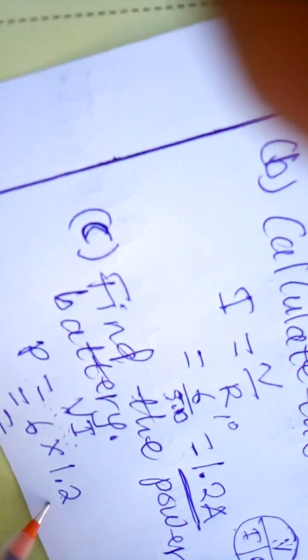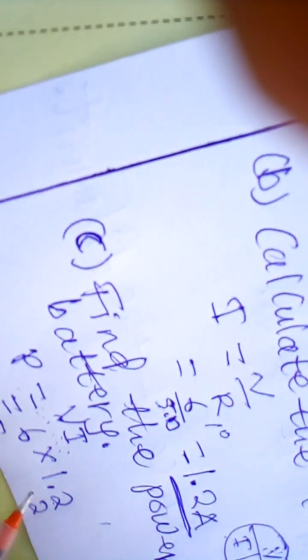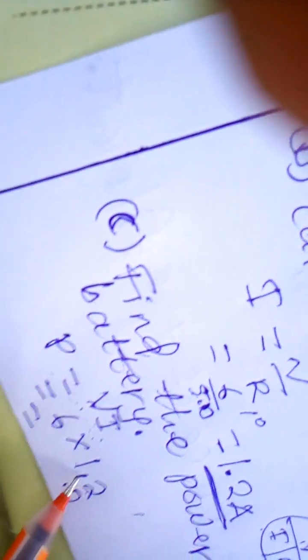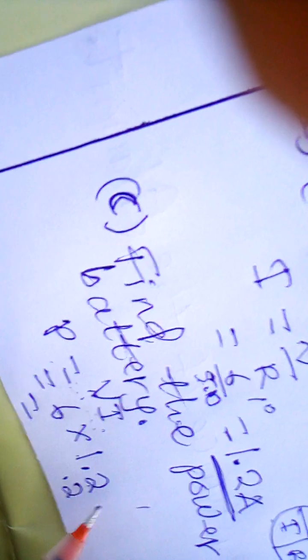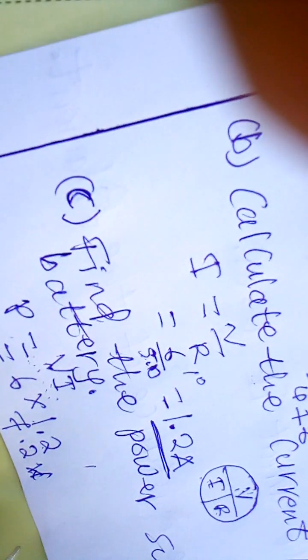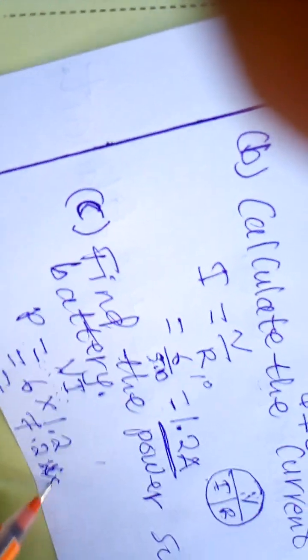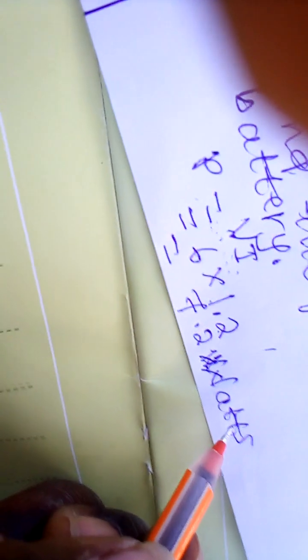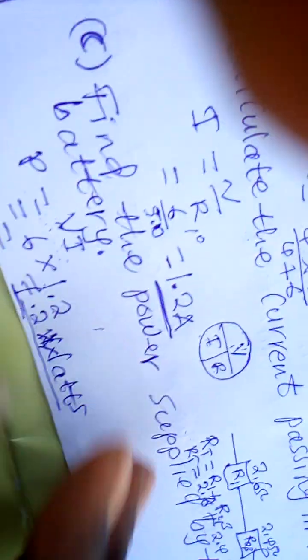Then this is equal to 6 times 1.2. We do this: 6 times 2 is 12, so we write 2 and carry 1. Then, 6 times 1 is 6, plus that 1 becomes 7. So the answer is 7.2. What are the units for power? The units for power are watts. So we write capital W, or we just write watts. So the answer is 7.2 watts. That's our final answer, so we underline it. Okay, we have underlined our answer.